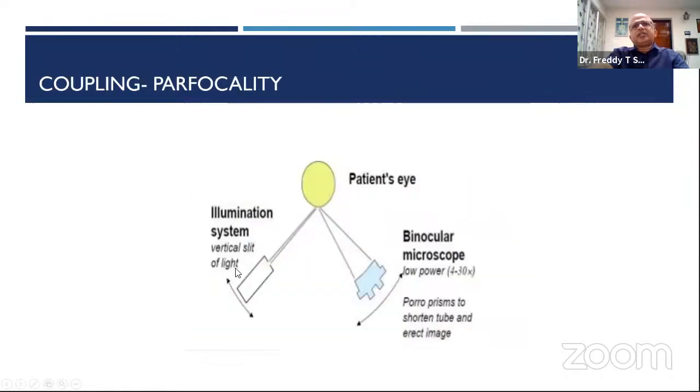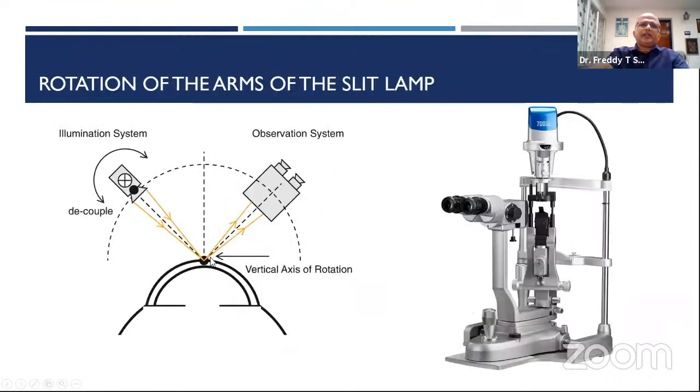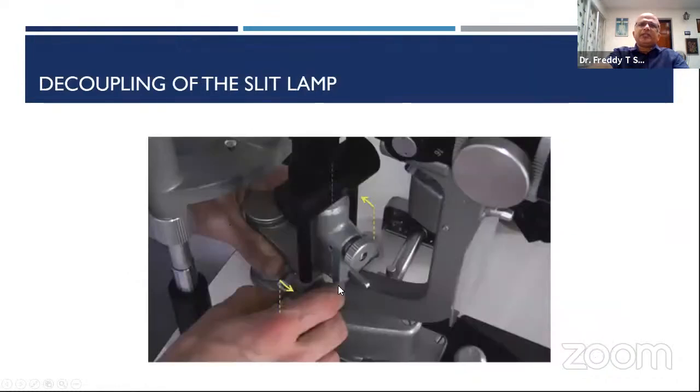And you should understand both the observation and illumination systems are coupled. That means both are focused to one point. This is important to know. For some illumination, we might have to decouple. Both rotate around a common axis, both the observation system and the illumination system. They can be rotated together or separately. And sometimes in some illumination, we have to decouple the system. That means we have to take the light away from the focus. And this is the knob to decouple the system. You just loosen this knob and twist the illumination system to decouple.